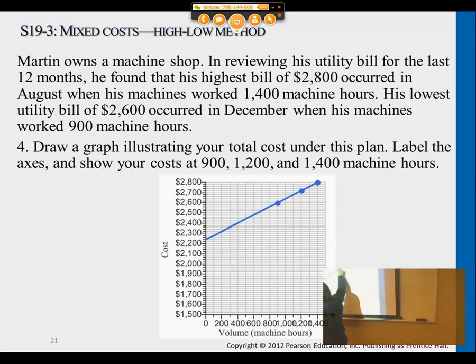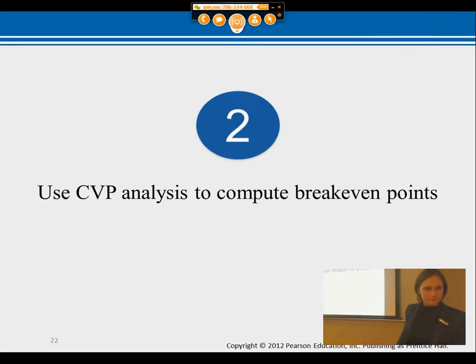Now, further on, this graph is what? That's your mixed cost. This portion of the graph is your variable cost. Okay, so this is your variable. This is your fixed. All right.